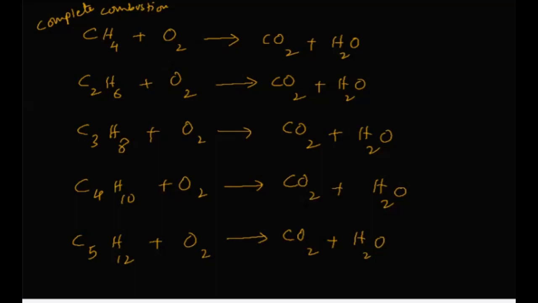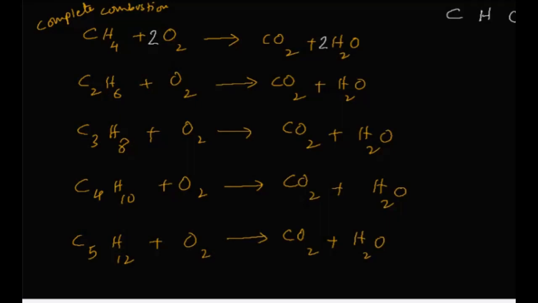Whenever you have a task to balance combustion equations, always balance in this sequence. First of all, balance the carbon, then hydrogen, and then oxygen. Now look at the number of carbon atoms. There is just one carbon, so on the right hand side, one carbon is already balanced. Hydrogen 4. So if you put 2 here, you will get 4 hydrogen. Now count the oxygen atoms on the right hand side. There are 4 oxygen atoms, 2 on the left hand side. So if you put 2 here, you will get a balanced equation.